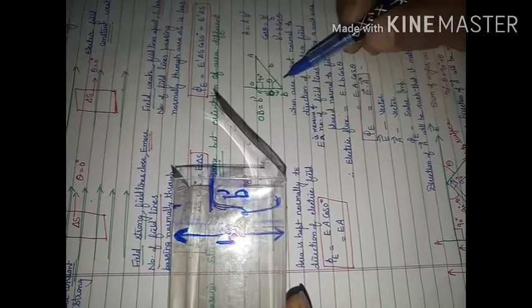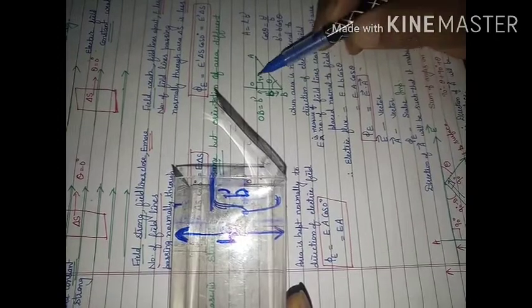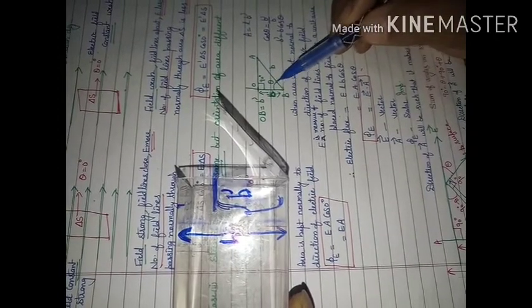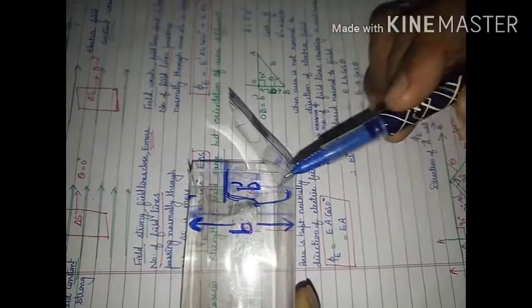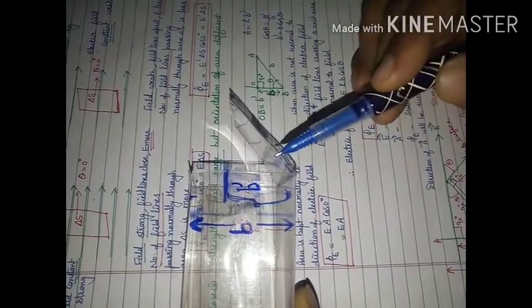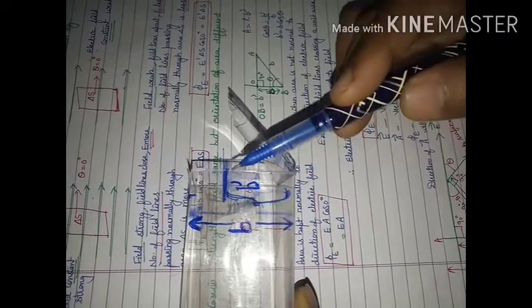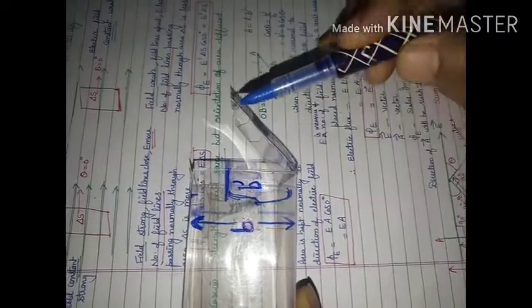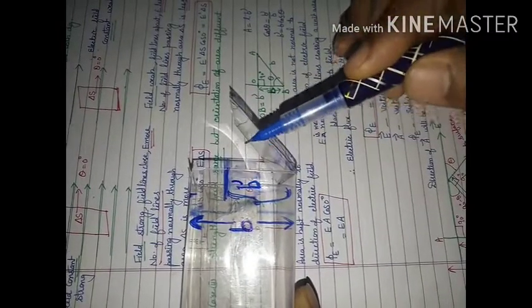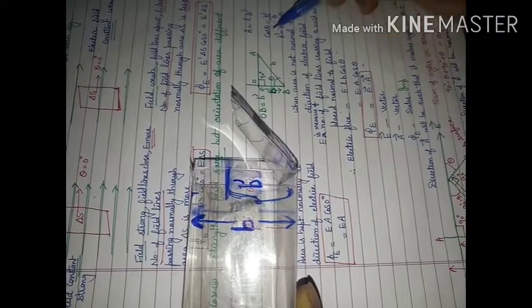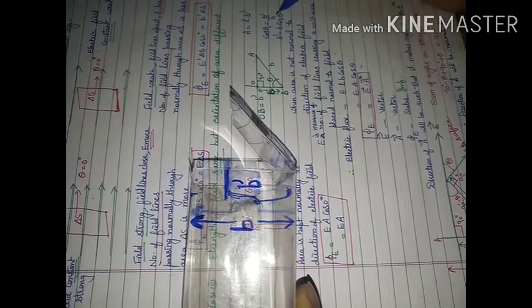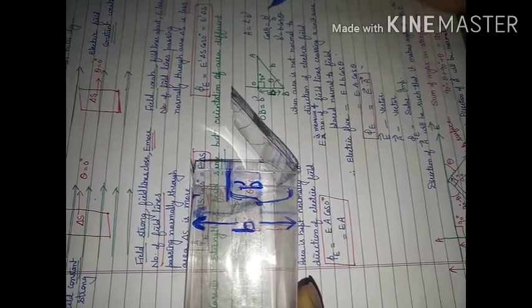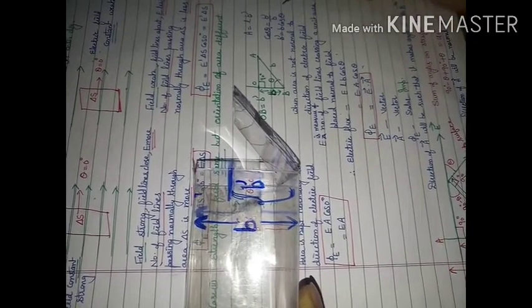What will be the value of B dash in this triangle BOA? This is angle theta, this is B dash, and this is B. I want to find out the value of B dash, and if you join this line, this angle will become 90 degree. So cos theta will be B dash upon B, base upon hypotenuse. So B dash will come out to be B cos theta.